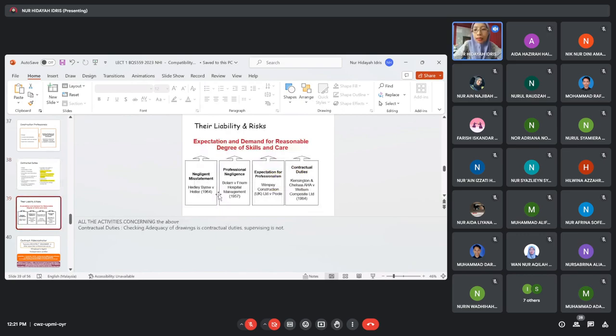Okay. Liability and risk, expectation and demand of reasonable degree of skills and care. So ada negligent misstatement, okay, and then ada professional negligence, okay, and then ada expectation for professionalism, and then ada contractual duty.